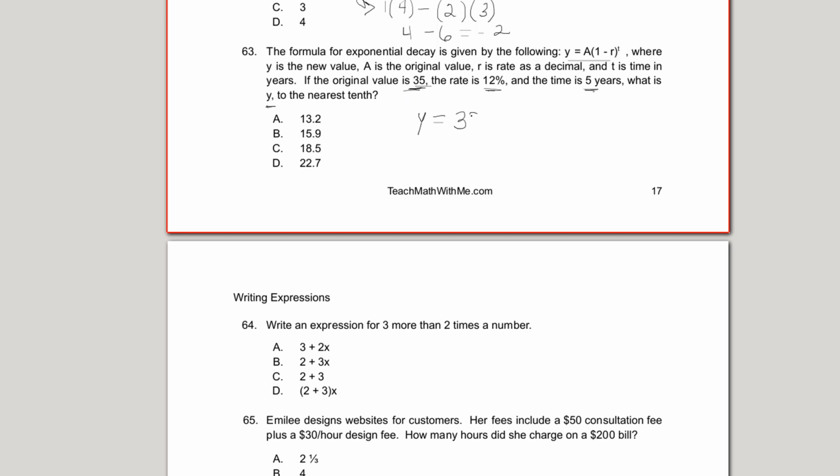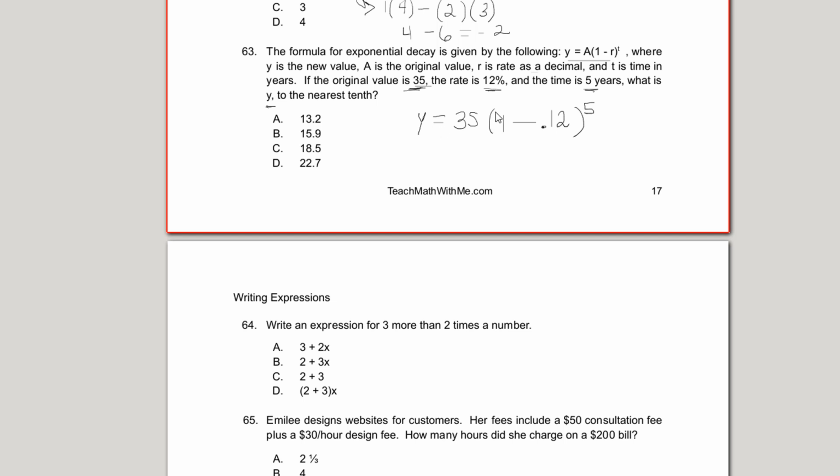It told us in this sentence, the original value is 35. So I'm going to plug in 35, parentheses, 1 minus r. r is rate as a decimal. It gives us a rate of 12%. 12% as a decimal is 0.12, we move the decimal point 2 places to the left, raised to the t. And t is time in years, and we're given time to be 5 years. So everything's in place to just plug that in. And now we can solve this.